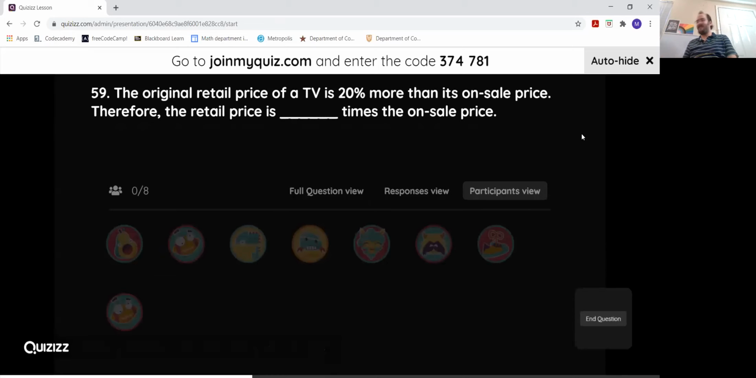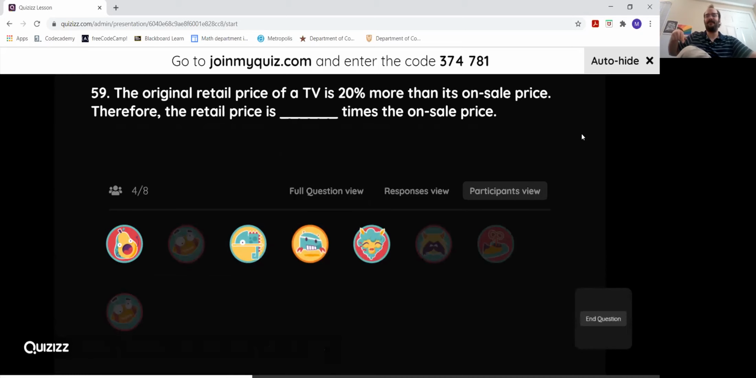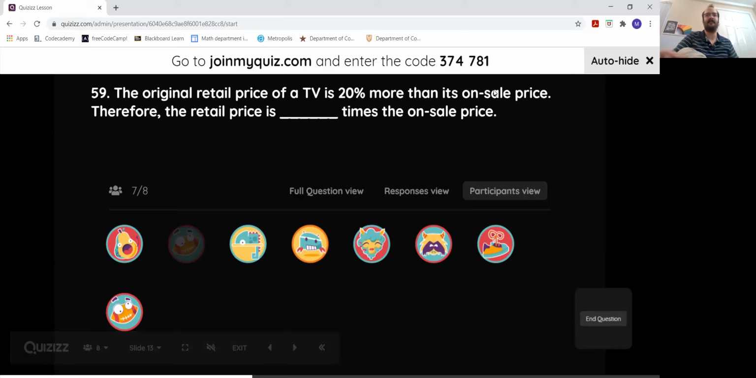The original price of a TV is 20% more than its on sale price. Therefore, the retail price is blank times the on sale price. So now this is very similar to the sort of previous things. So if we do go down, we do 100 minus the P. If we go up, we do the 100 plus the P. And then convert that to a decimal. So 100 plus this, convert to decimal.